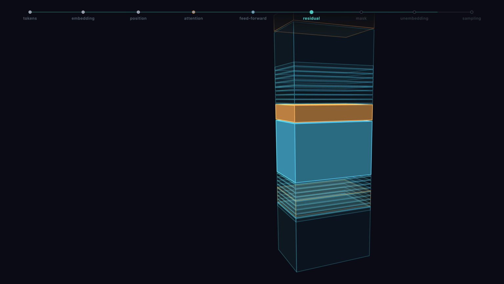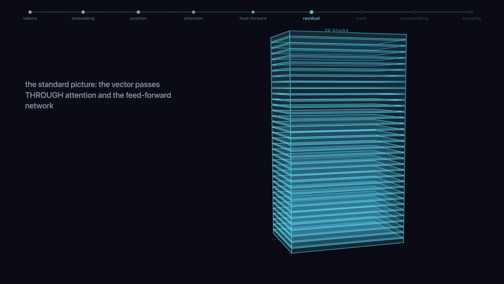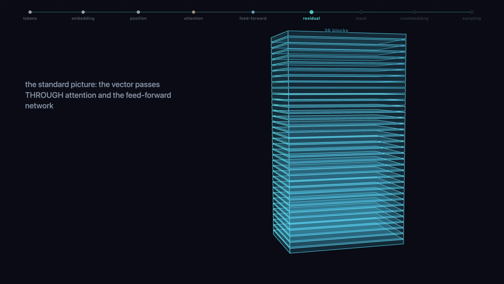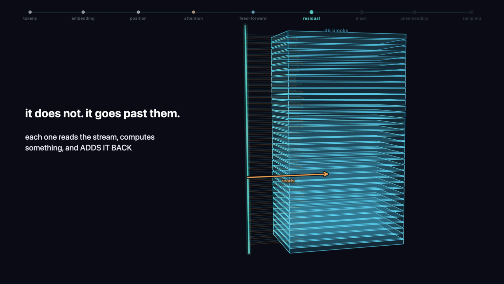Come back out. I have been describing attention and the feed-forward network as things the vector passes through. That is the standard picture, and it is wrong. The vector does not go through them, it goes past them. Attention reads the stream, computes something, and adds it back.